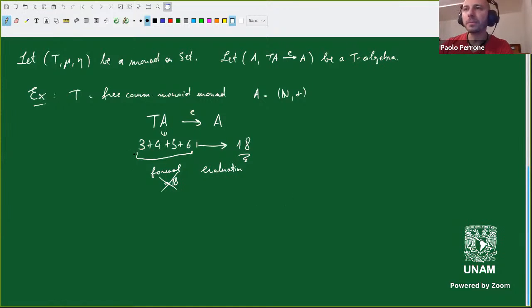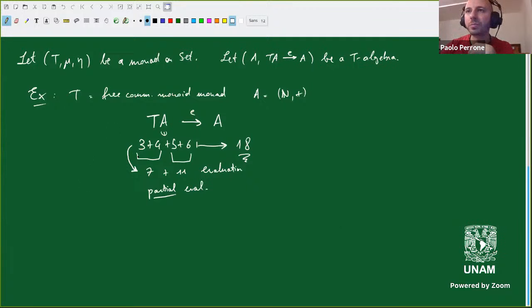Now, can we also say that this formal expression above can be evaluated to the formal expression below, but not completely, only partially? So this is a partial evaluation. How can we describe this using category theory, in terms of monads? So the most natural way to do this is the following.